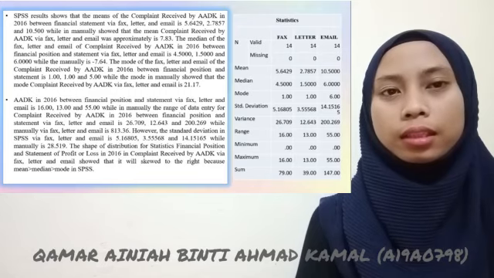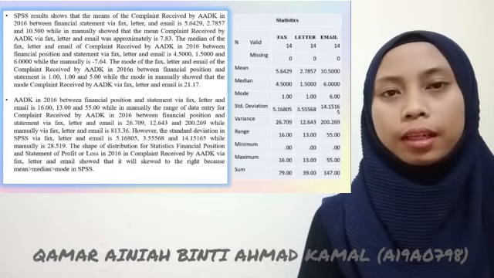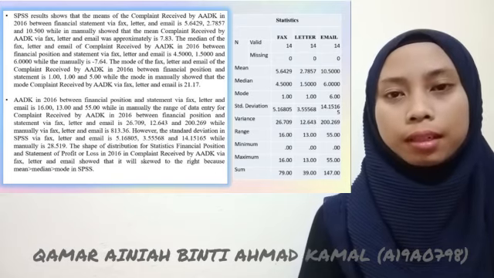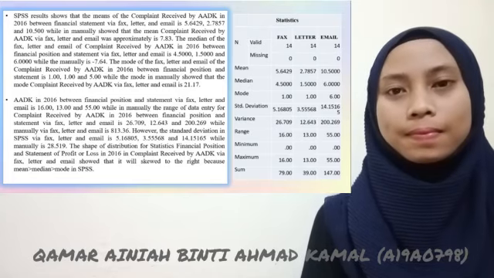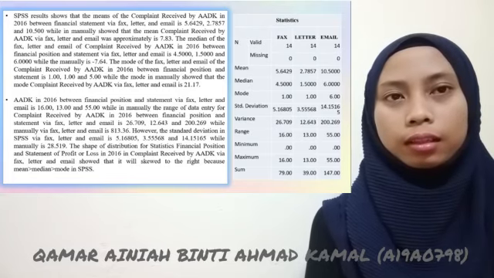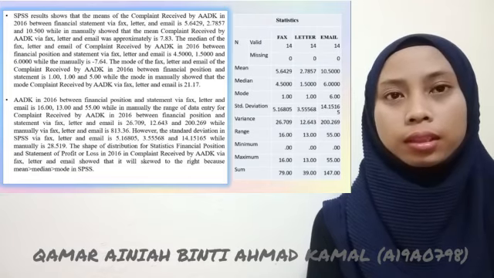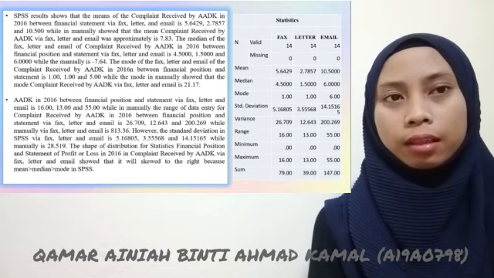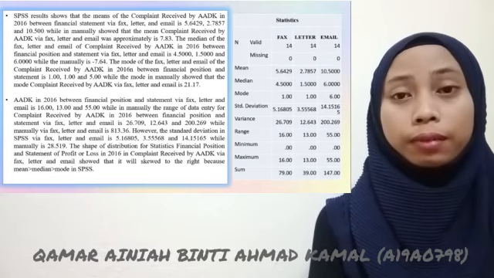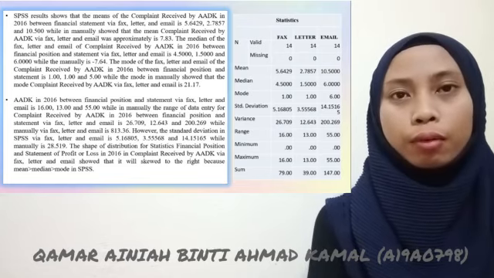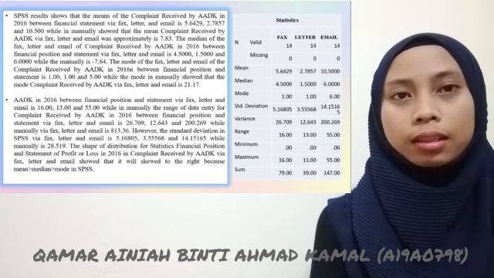Besides, the measure of variation shows that the range of the complaints received by AADK in 2016 between financial position and statement via fax, letter and email is 16, 13 and 55. While manually, the range of the data entry for complaints received by AADK via fax, letter and email is 26.709, 12.643 and 200.269, while manually it is 813.36.